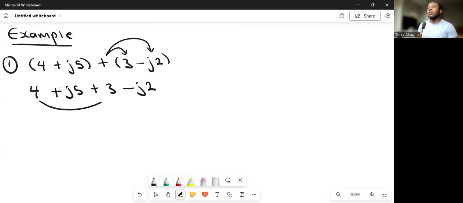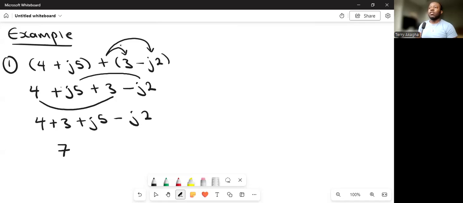We're going to collect 4 and 3, then j5 and minus j2. So it becomes 4 plus 3 plus j5 minus j2. Then 4 plus 3 gives you 7, and j5 minus j2 gives you plus j3.